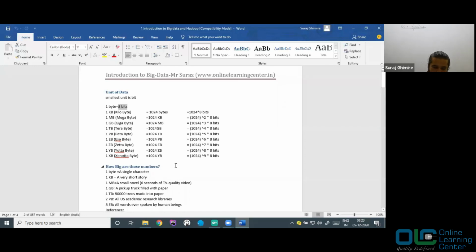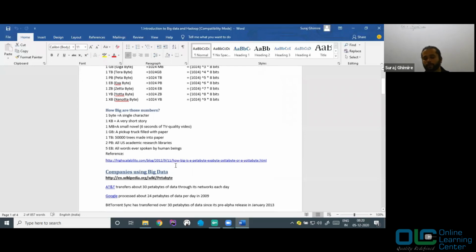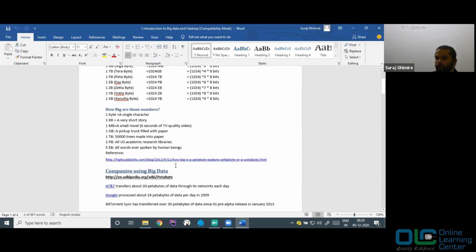Now you may have a question every time: how big are those numbers? When you say 1 MB, how can I correlate with that? So let's understand. 1 byte can be one single character, for example A. You can store that A in a byte. 1 KB: you open a notepad and start writing a story about what you did today, the whole day. Whatever you write can be around 1 KB.